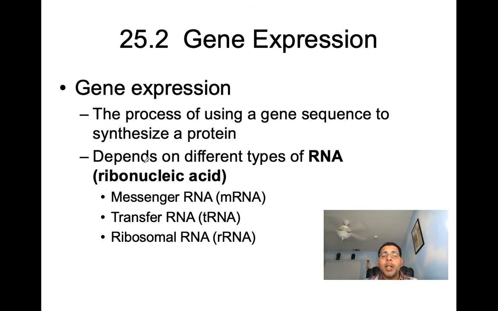This process is going to depend on different types of RNA molecules. RNA now stands for ribonucleic acid versus DNA, which was for deoxyribonucleic acid. Now, when we talk RNA, we have three different types of RNA molecules. First, we have mRNA, messenger RNA, tRNA, transfer RNA, and third, ribosomal rRNA. So next then, let's compare DNA and RNA, and then we'll jump into the actual process of gene expression.